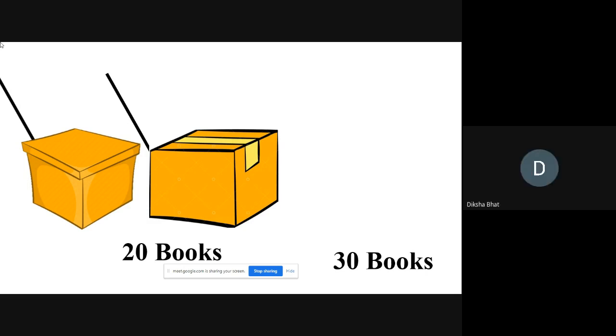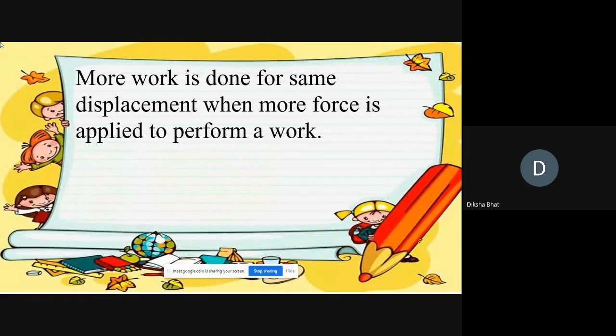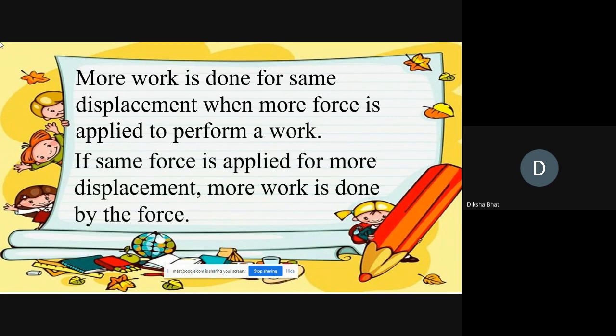So we know that to pull, push, and lift greater weights, we apply greater force. Here we saw that Ria had to apply more force when she pulled the box with 30 books for some displacement. From this we say that more work is done for the same displacement when more force is applied. And if the same force is applied for more displacement, then more work is done by the force.